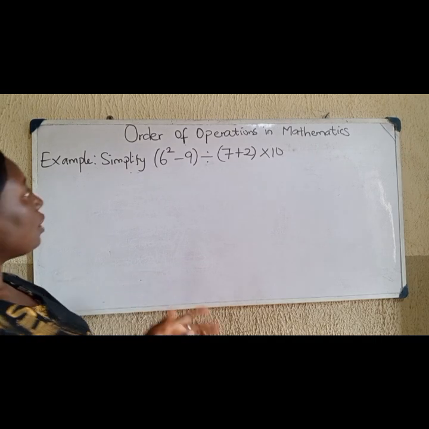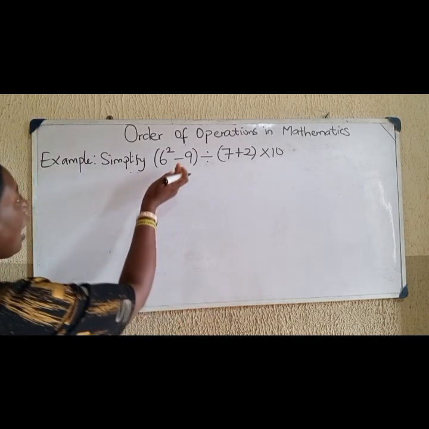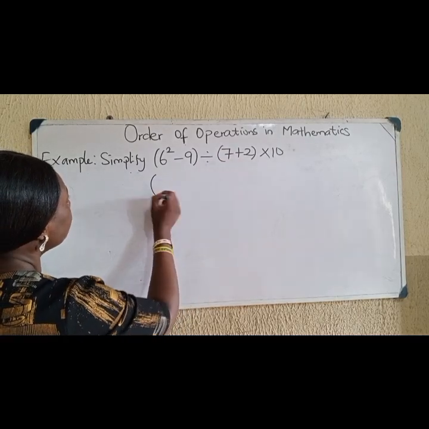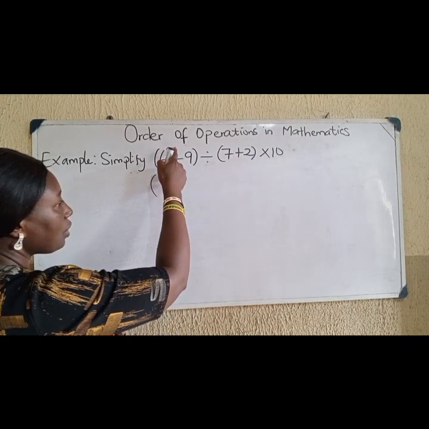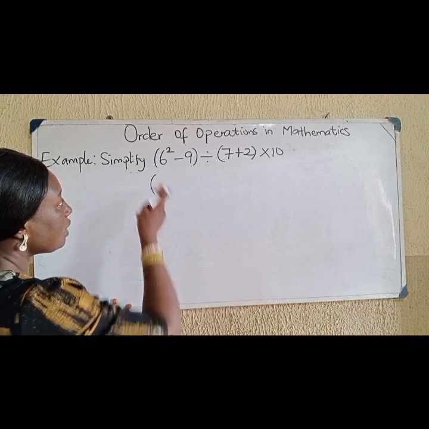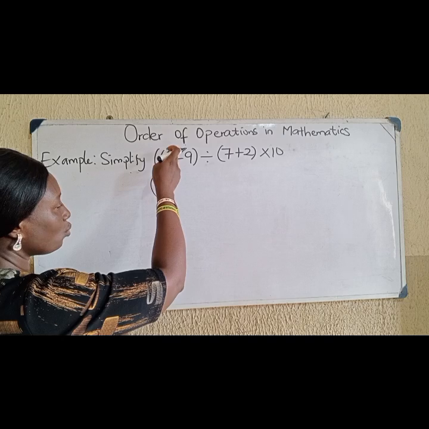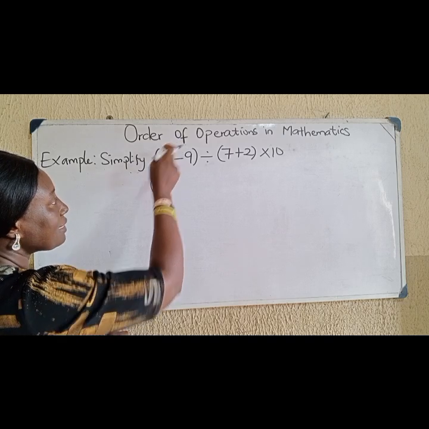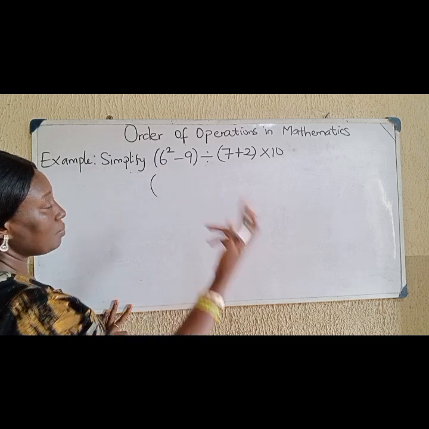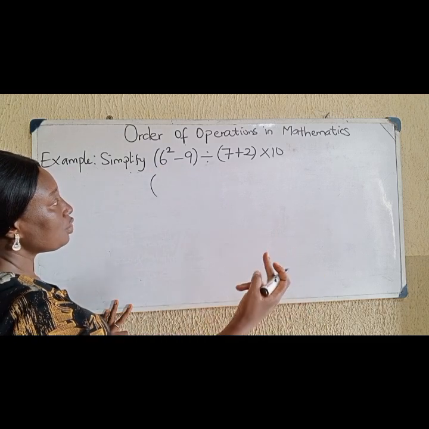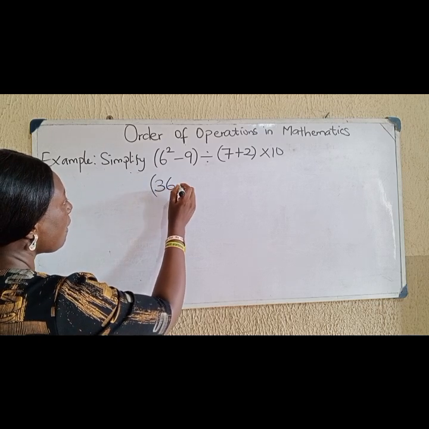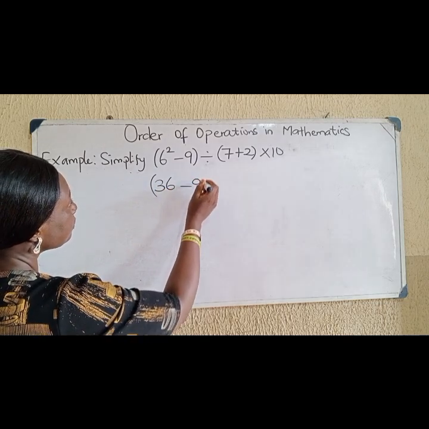So following the order PEMDAS, I have to solve the bracket first. So here I have 6 raised to power 2 is what? It means 6 times 6. Like I said before, it's not 6 times 2. The power is telling you how many times you are going to multiply this number. So it means I'm multiplying twice, which means 6 times 6. And 6 times 6 will give me what? 36 minus what? 9.